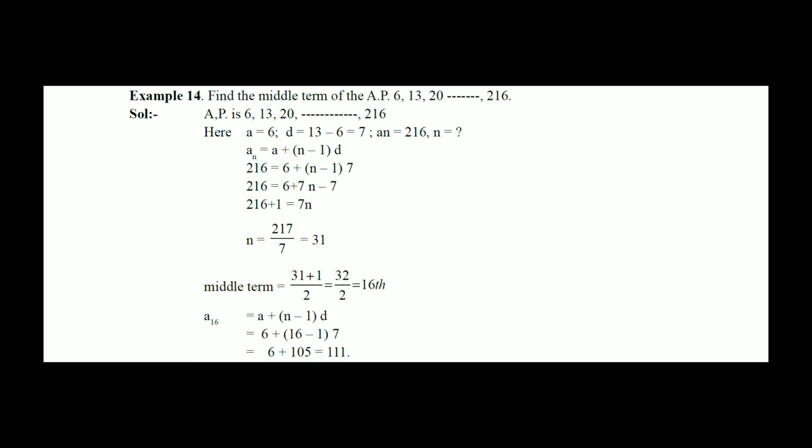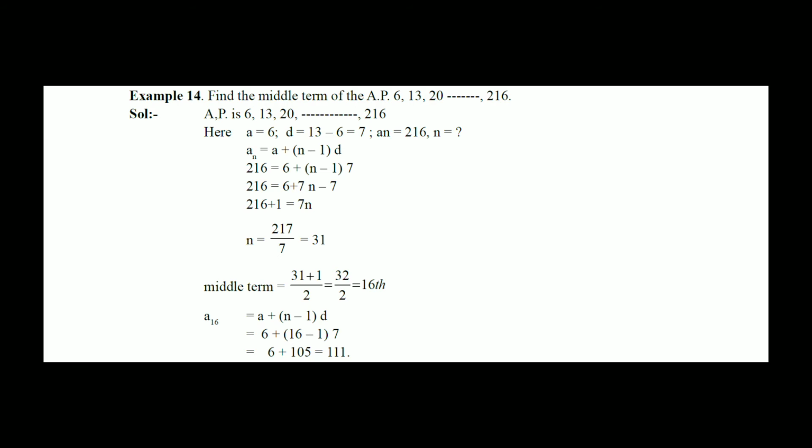And the question was to find out the middle term. So we will calculate the 16th term. Which term will be the 16th term, the middle term? For that also again we are using the same formula, that is for the general term, AN is equal to A plus N minus 1 into D. Here A is 6, N is now 16 and D is 7.